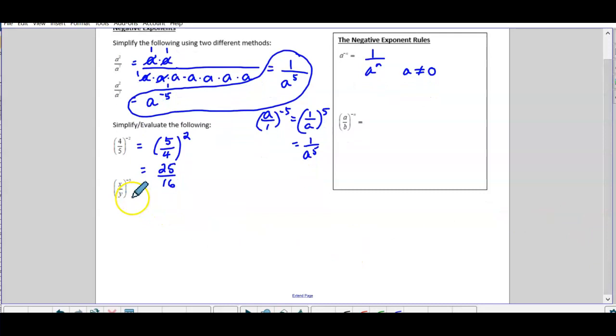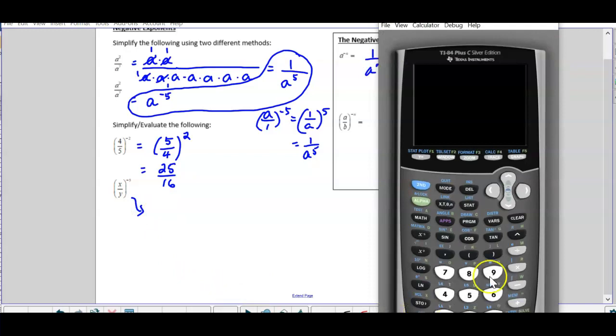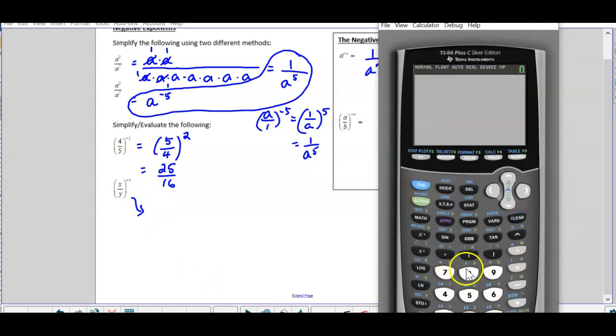Okay. Next one, actually, I'm going to show you on your calculator. So here, if you were to do this on your calculator, you need brackets, and then 4 divided by 5, close bracket, to the exponent negative 2. Okay, it'll give you a decimal. This is a fraction. If it starts with a fraction, you got to give a fraction.